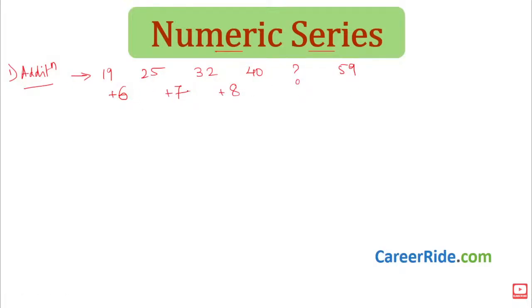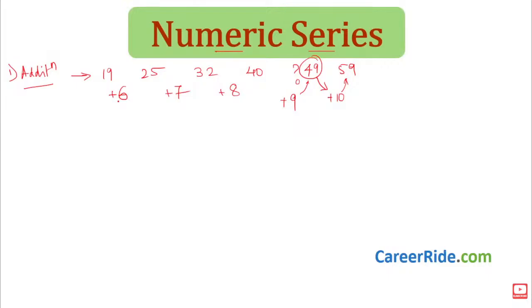Here a pattern is emerging: first 6 is added, then in the second element 7 is added, in the third element 8 is added, that is one more each time. So in the fourth element, how much should be added? Plus 9. Then you will get an answer here, and to that you add 10 and you get 59. Let's see whether we are right. 19 plus 6 is 25, plus 7 is 32, plus 8 is 40, plus 9 is 49, and 49 plus 10 is 59. So this series looks complete.